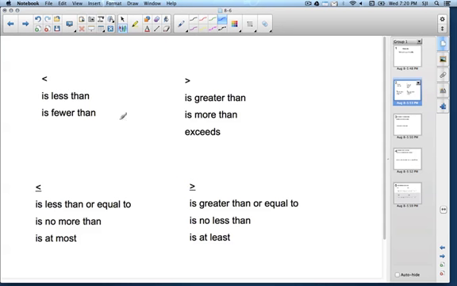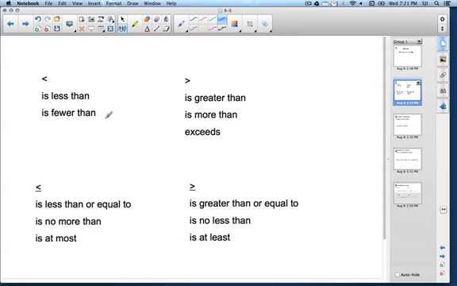An inequality is these symbols: the less than, greater than, less than or equal to, and the greater than or equal to. These symbols allow us to compare two different numbers and be able to relate magnitude to them. The less than sign can also be worded as is fewer than. The greater than sign can also be said as is more than or exceeds. The less than or equal to sign can also be worded as is no more than or is at most. And the greater than or equal to can also be said as is no less than and is at least.